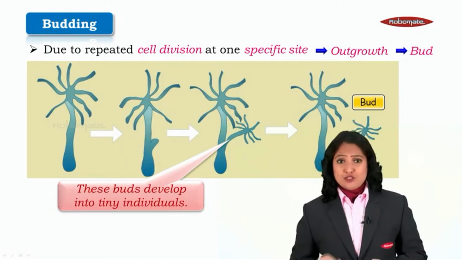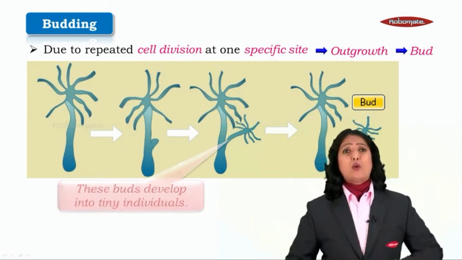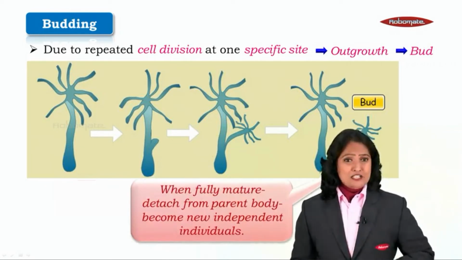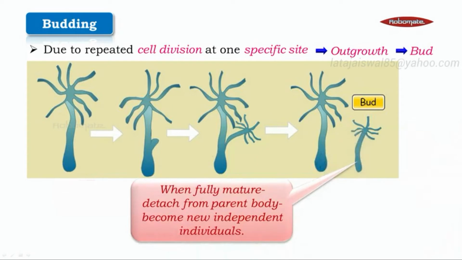However, this individual is tiny. When this individual is completely grown and has the capacity to live an independent existence, it detaches from the parent body and starts living separately as a new individual. And this is budding in multicellular organisms.